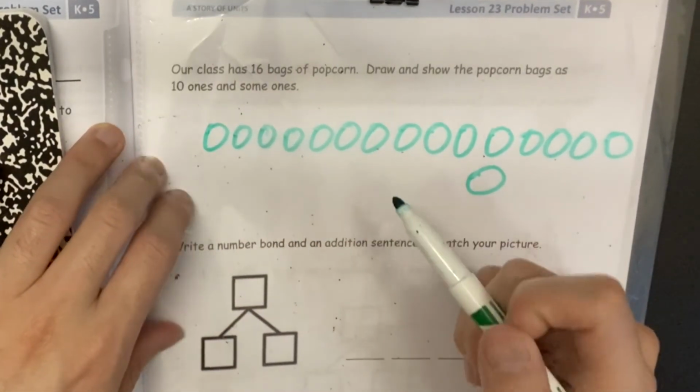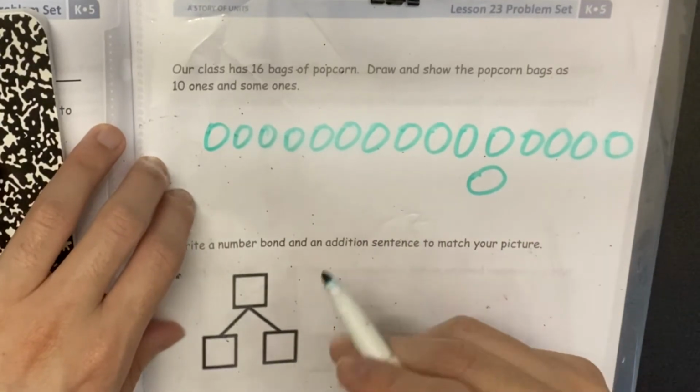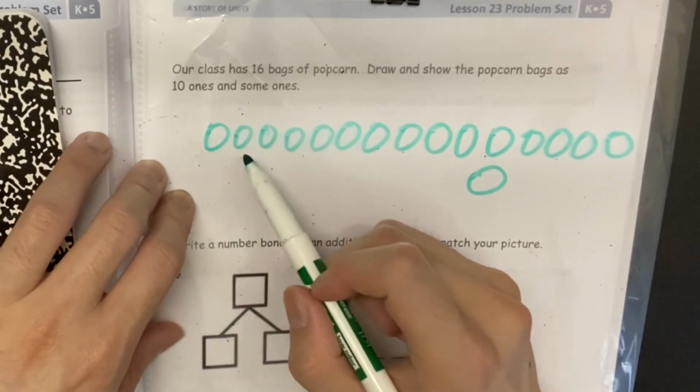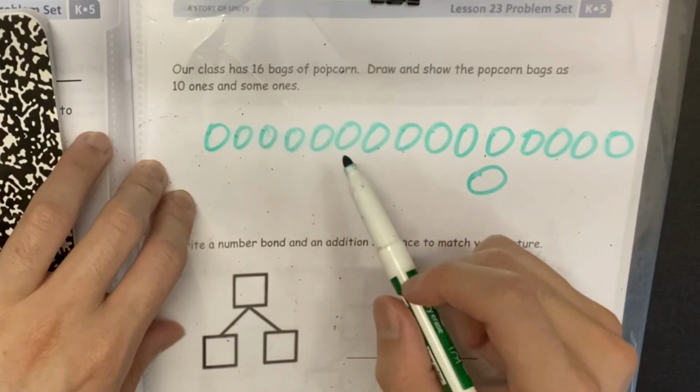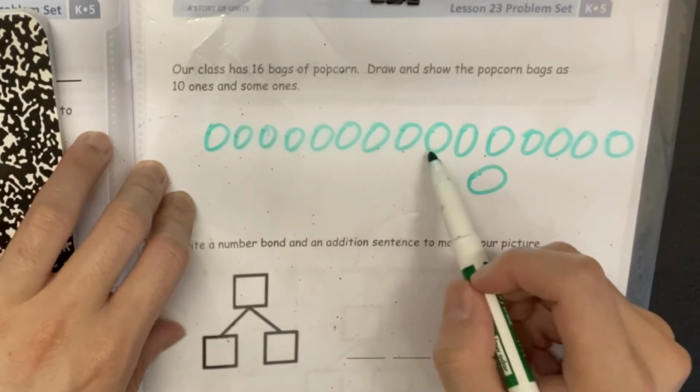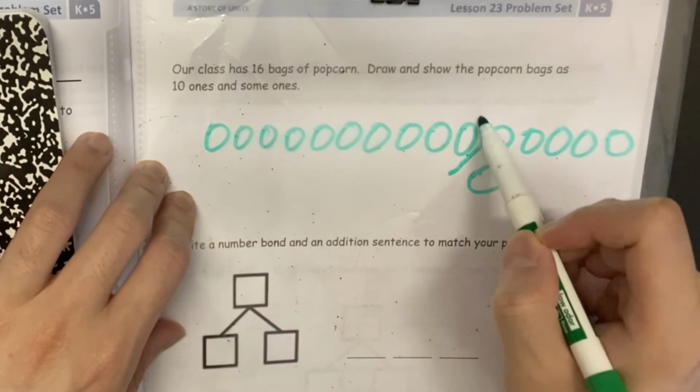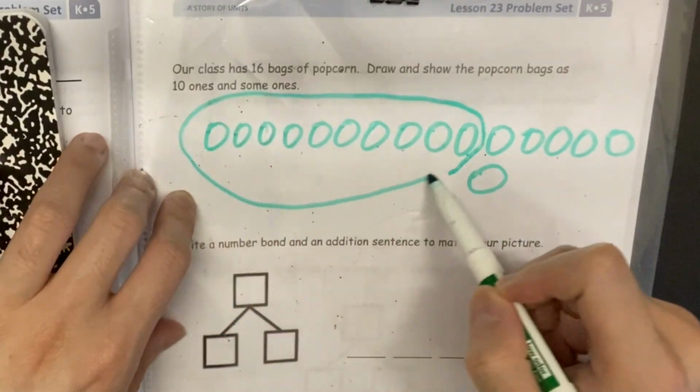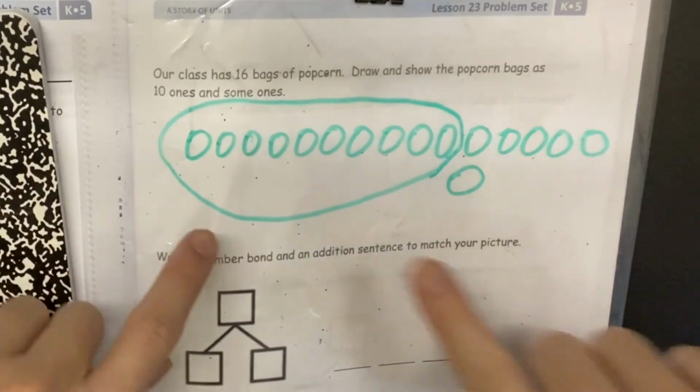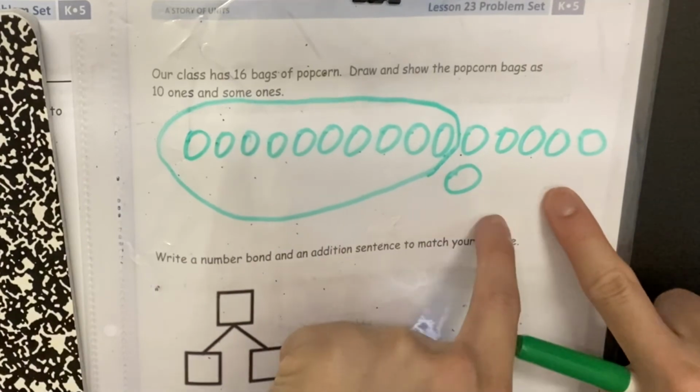Okay, so I have my 16 bags of popcorn, and I have to draw it as 10 ones and some ones. So this time I'm going to circle all of my 10 ones. So let me count my 10 ones. 1, 2, 3, 4, 5, 6, 7, 8, 9, 10. Okay, I'm going to circle all of my 10 ones. There we go. There are my 10 ones, and here are my some ones.